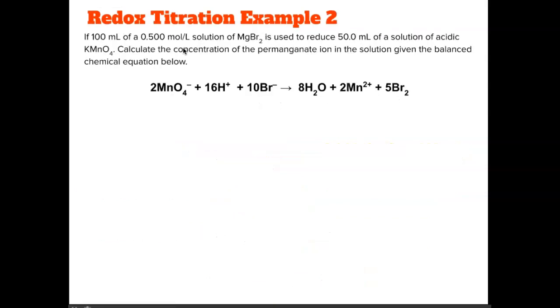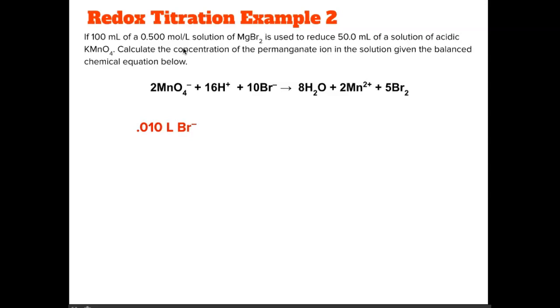Example 2, it says I have 100 milliliters of a 0.5 molar solution of magnesium bromide, and it's used to reduce 50 milliliters of a solution of acidic potassium permanganate. Calculate the concentration of the permanganate ions in the solution. Then we have the balanced equation below.